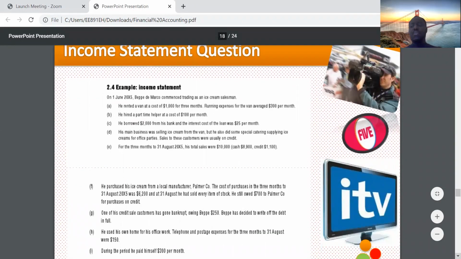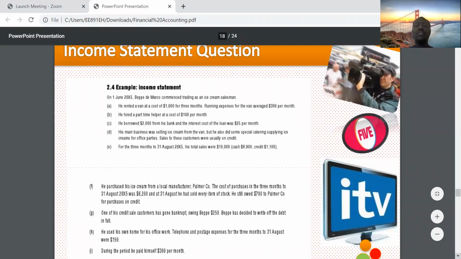So let's take another example relating to income statements. This example says, on 1st June 2005, Bep DeMarco commenced trading as an ice cream salesman. A, he rented a van at a cost of 1,000 for 3 months. Running expenses for the van averaged 300 per month. B, he hired a part-time helper at a cost of 100 per month. C, he borrowed 2,000 from his bank and the interest cost of the loan was 25 per month.